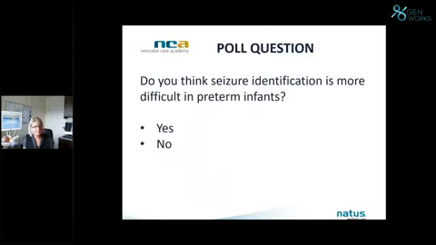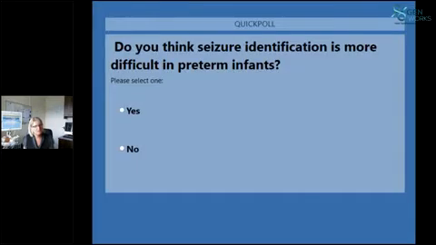Now I want to move on just a little bit. We just talked about phenobarbital, so I want to ask you a couple of questions about seizures in preterm infants. So do you think it's more difficult to identify seizures in preterm infants or not? Do you think it's more challenging in the preterm infant? Do you think you're quite good at it? You don't think it's any different to the full-term infant?